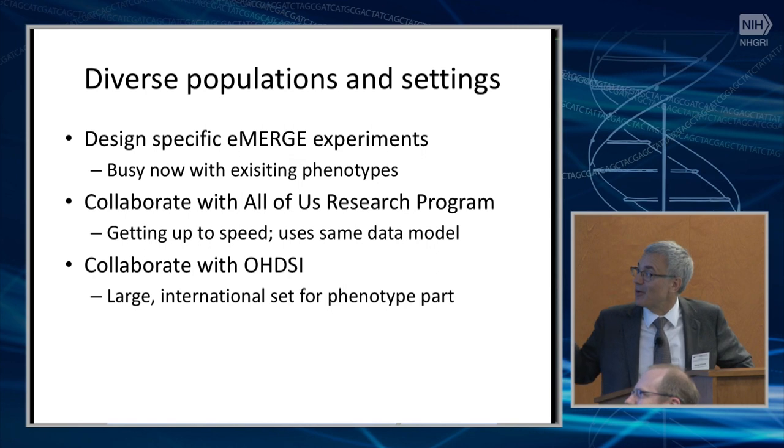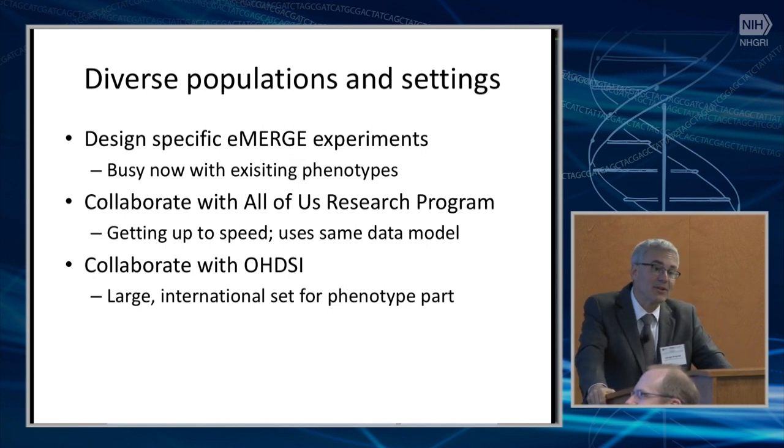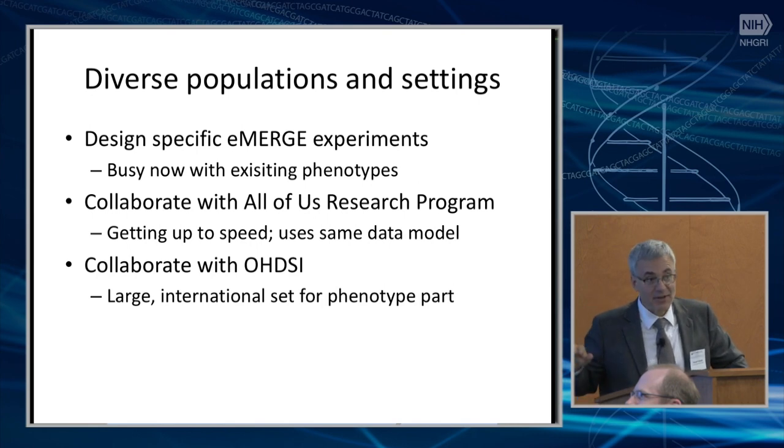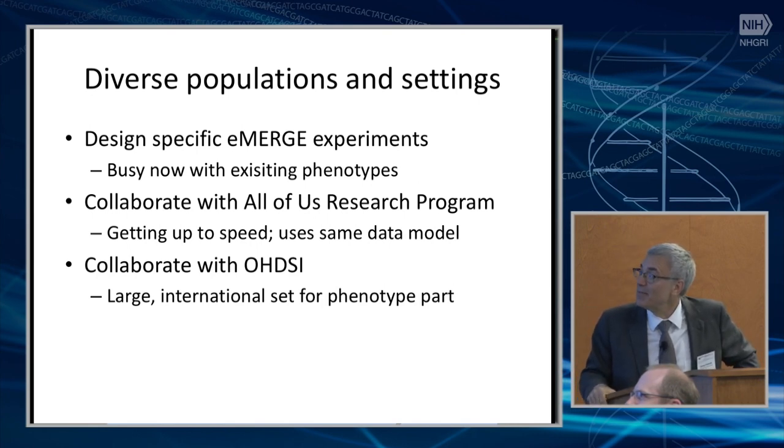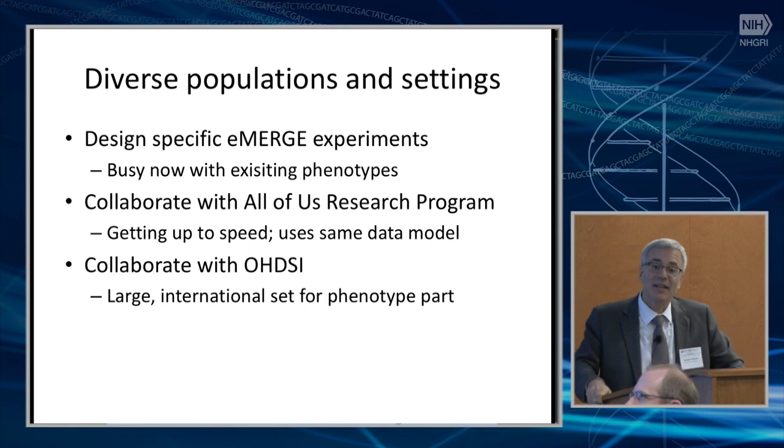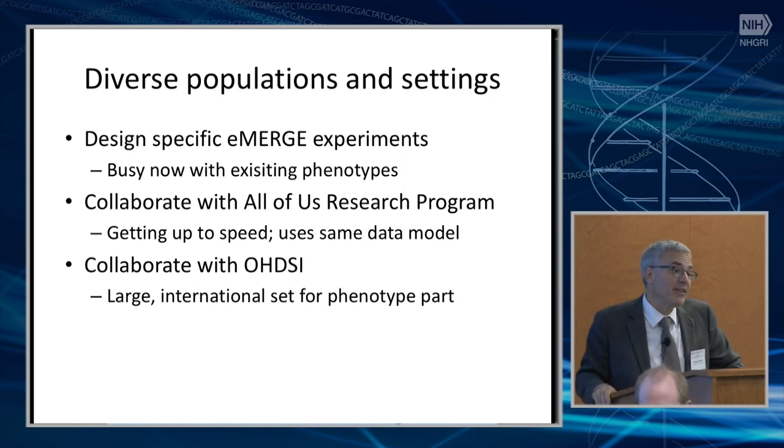But then we heard a talk about All of Us, and we are using the same OMOP data model between eMERGE and All of Us, making the sharing of things a little bit easier. So All of Us is getting up to speed, as you saw, but I think that program will allow us to test what we do here in a very diverse environment. Also, we're sharing with the Odyssey collaboration, which already has 400 million patient records, so it doesn't have the genotypes, but if there are any questions we have that are just phenotype related, we can run that on the network today, and there's no reason not to go forward there.